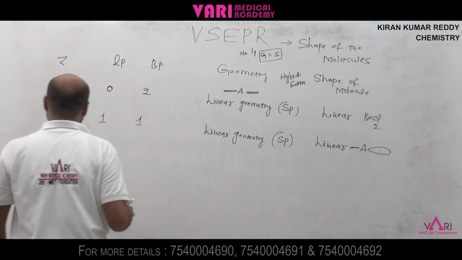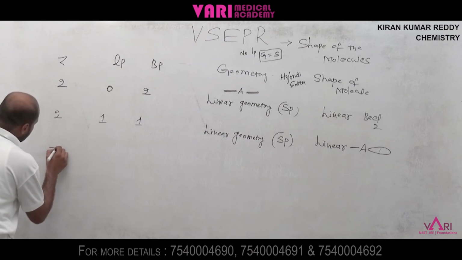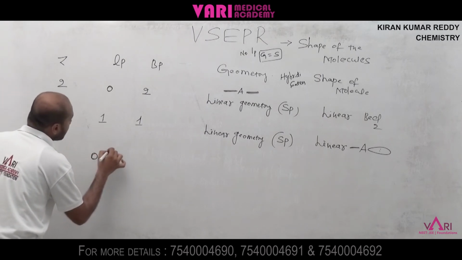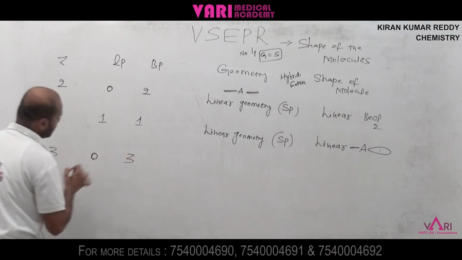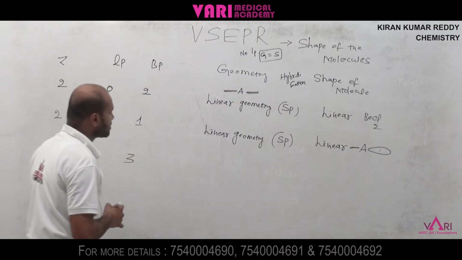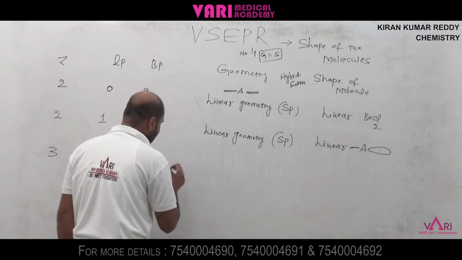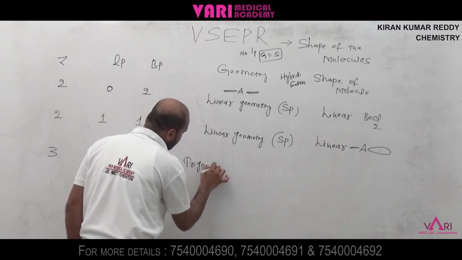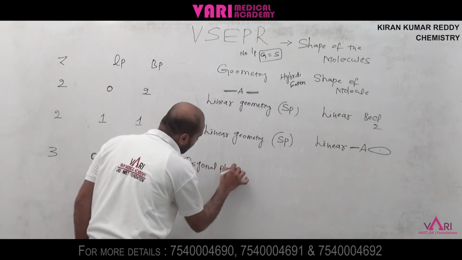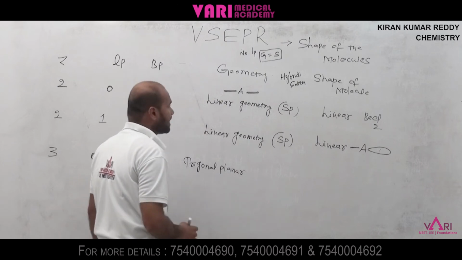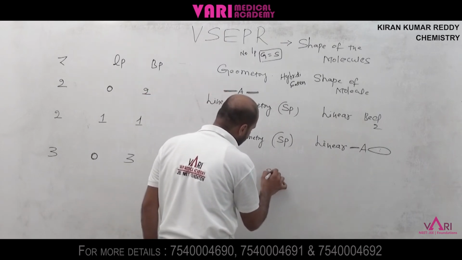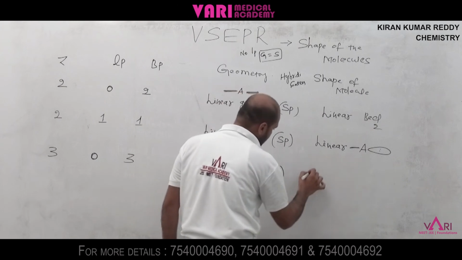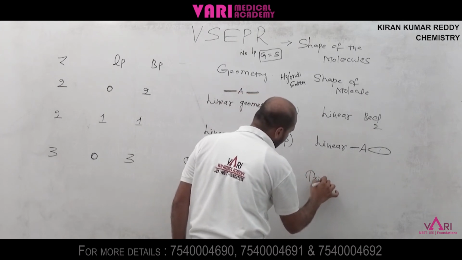And next one is Z is equal to 3. Lone pairs are 0. Bond pairs are 3. Three bond pairs are present. What is the geometry? Geometry is trigonal planar. Hybridization is sp2 hybridization. Next, the shape of the molecule is trigonal planar.